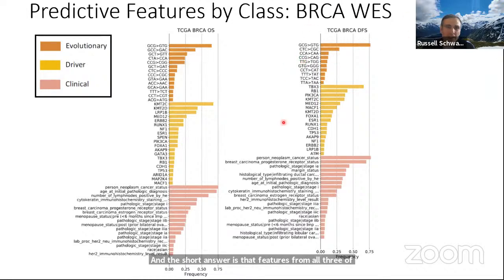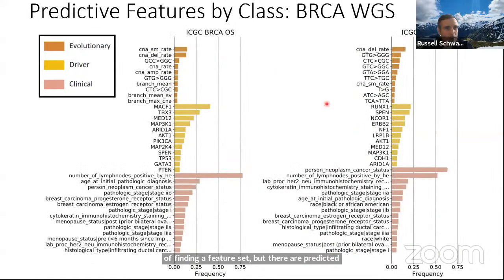This is the breast cancer whole exome sequence. We get evolutionary, driver, and clinical features showing up. In general, the clinical features are the best, which is what we would expect. In fact, clinicians have done a good job of finding a feature set, but there are predictive features from all of these classes. And we see similar things when we look at the whole genome sequence, similar things when we look at the lung cancer, which I'm not showing here.